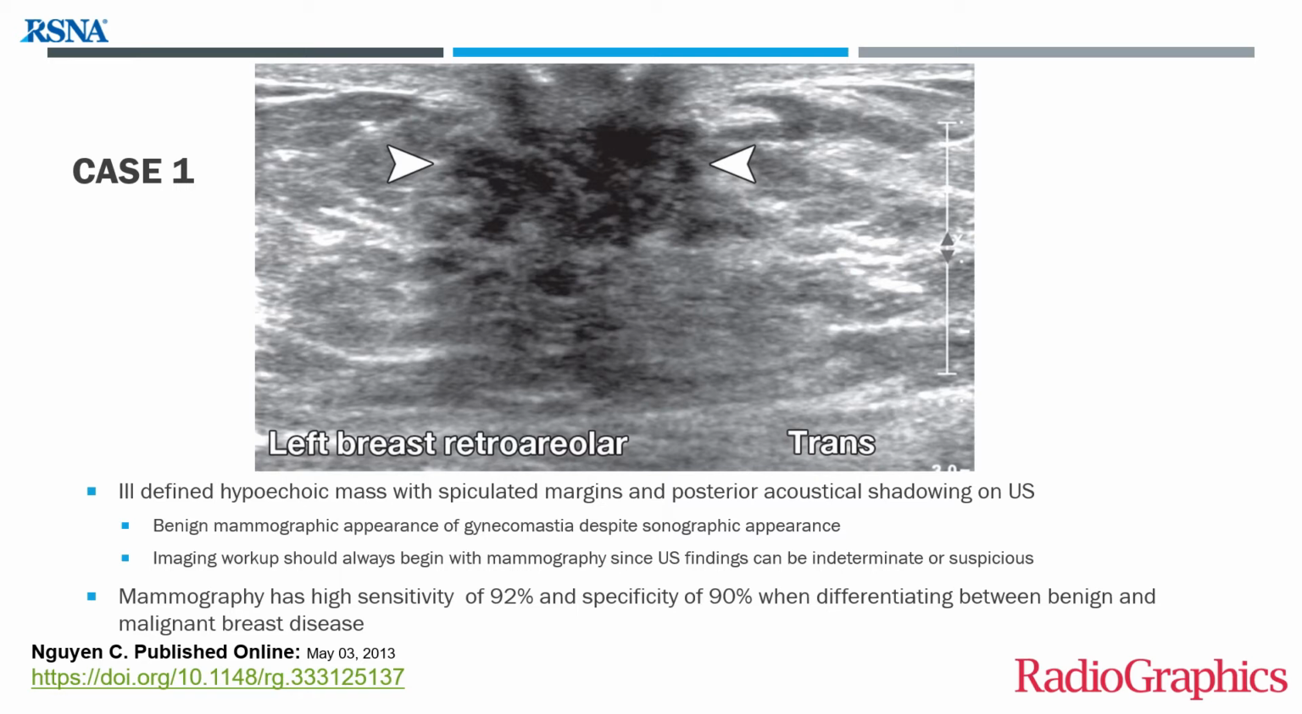Imaging workup should always begin with mammogram, therefore, since ultrasound findings can be indeterminate or even suspicious, such as this one above. Mammography has a high sensitivity and high specificity when differentiating between benign and malignant breast disease. So that is why it is the first initial imaging modality for men.